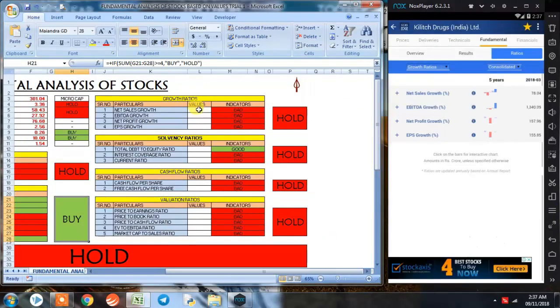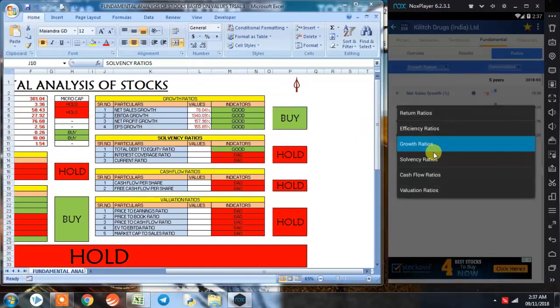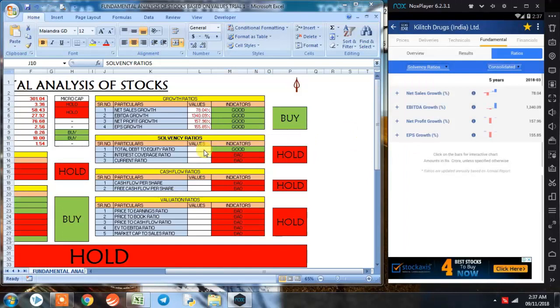Now coming on to growth ratio. The first is net sales growth, which is 78.04. EBITDA growth is 1340.09. Net profit growth is 157.96. EPS growth is 155.85. So overall growth ratio has given us a signal to buy this stock at this point of time. Now coming on to solvency ratio, the most important ratio in shortlisting any of the stocks.